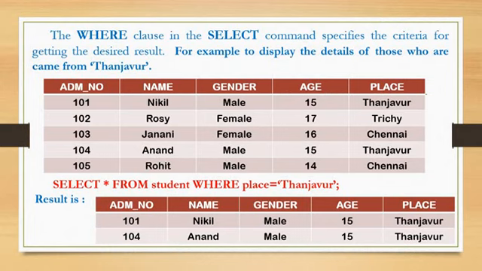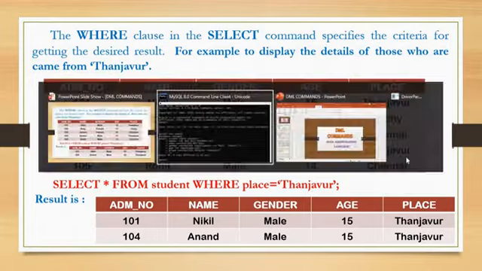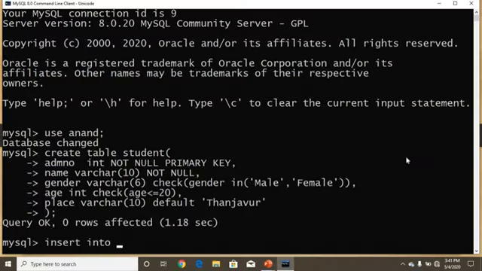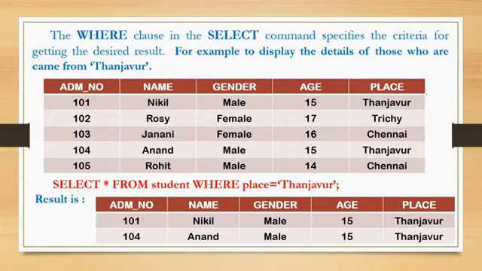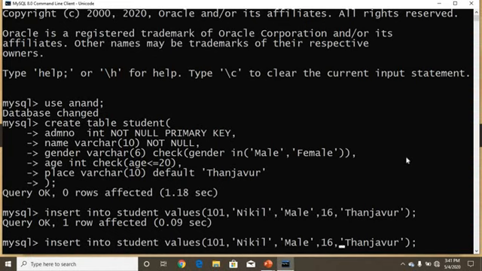First record: 101, Nikhil, male, 15, Tanjavur. Insert into table name student values: first one, 101, Nikhil, gender male, age 16, place Tanjavur. Query inserted successfully. The second record: 102, Rosie, female, 17, Trichy.